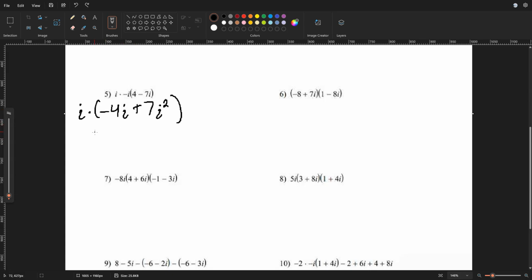So now we're going to multiply the outside by the inside. So now we have just i times negative 4i is going to be negative 4i squared. And then we have i times positive 7i squared, and that's going to be positive 7i cubed. So let's reflect on this. So it's i cubed, right?